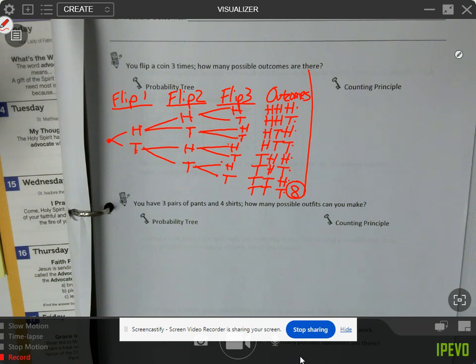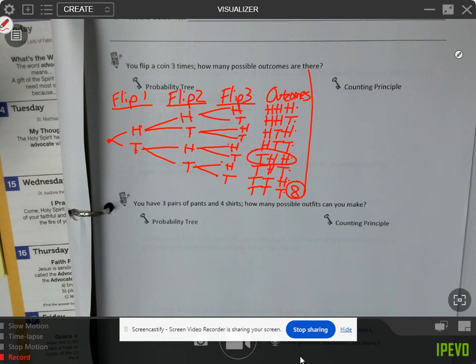So this is called the probability tree. We're going to do another probability tree, and then we're going to look at the counting principle, because there's always easier ways to do things. But we want to understand what is happening, because sometimes somebody might say, what is the chance that we would get tails, heads, heads? And we need to be able to break it down and say, ooh, there is only one outcome that's tails, heads, heads.